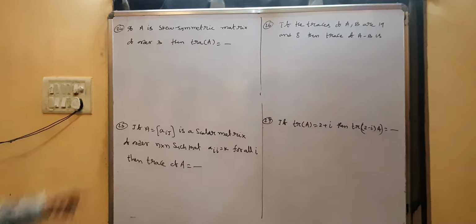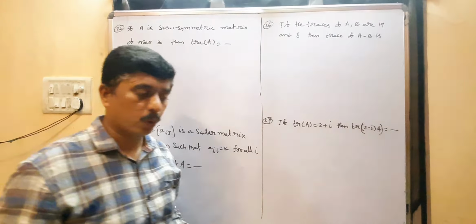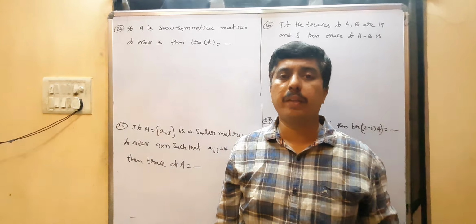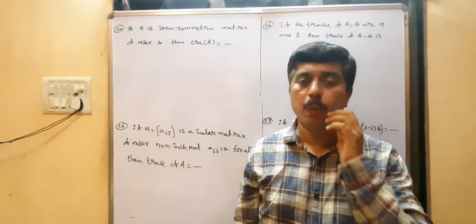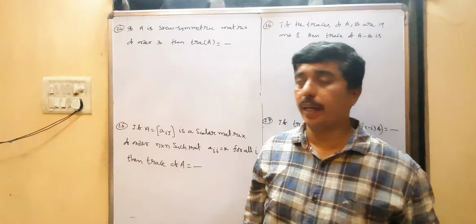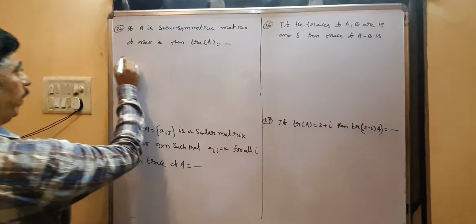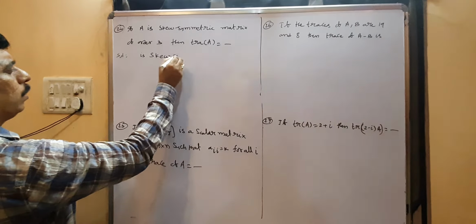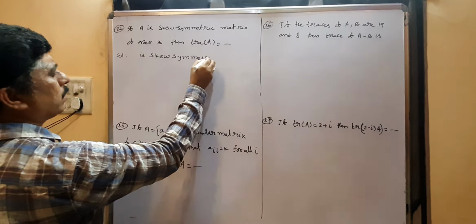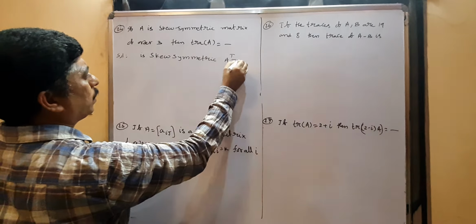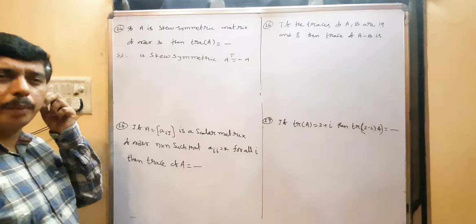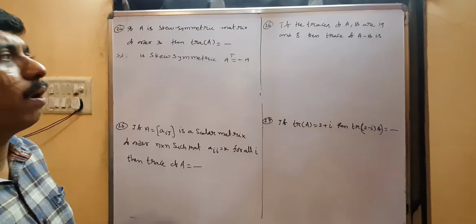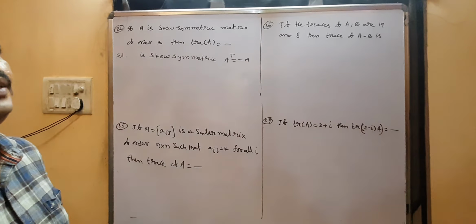Coming to the next question. A is a skew symmetric matrix. Skew symmetric matrix means A transpose equals minus A. Again I am repeating, A is skew symmetric is given. That means A transpose equals minus A here. In a skew symmetric matrix, all diagonal elements equal 0. So the sum of all diagonal elements is 0 plus 0 plus 0, which is 0.